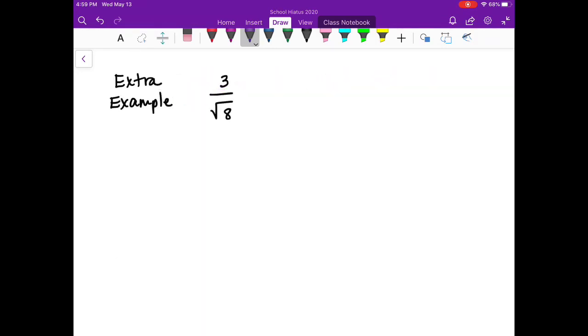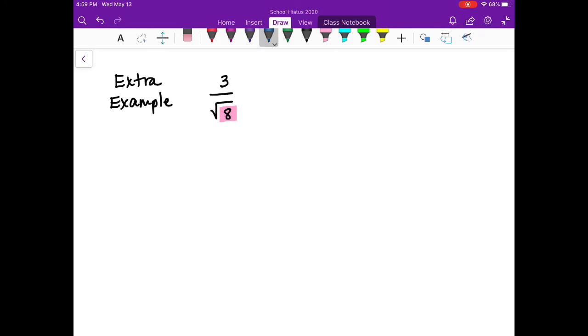I threw in an extra example here because I wanted you to see a situation where you didn't necessarily have to multiply by the same number to create your perfect square. Of course, if you multiply a number times itself, you will create a perfect square, but sometimes we can work with a smaller result if we choose.